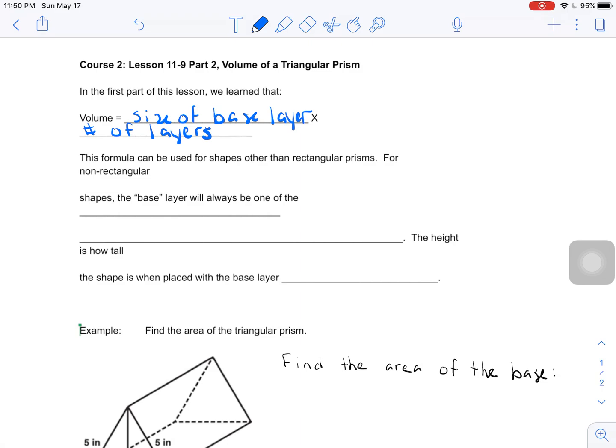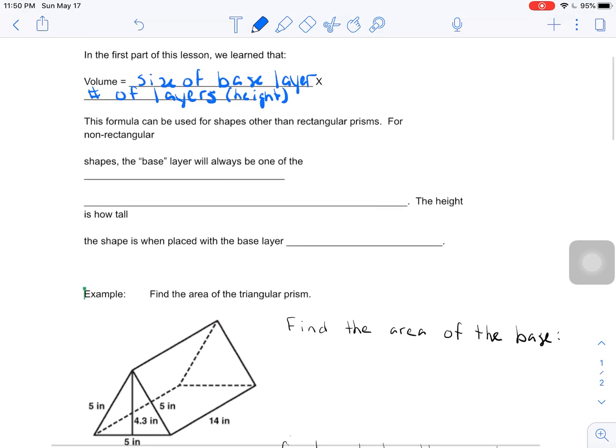So in our rectangular prism, our base layer was a rectangle, and we know we find the area of a rectangle by doing length times width. And the number of layers always ends up being the height, which is how we ended up with length times width, because that was the base layer, times height. Today we're going to expand that formula. So this general formula, this idea that volume is the base layer times the number of layers or times the height, can be used to calculate other types of prisms.